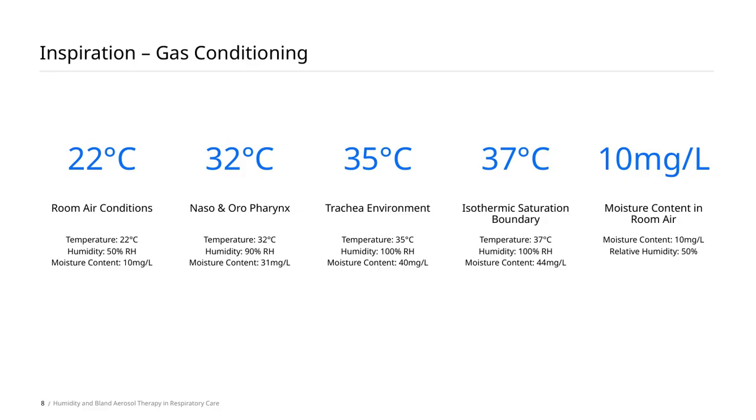This is essentially the maximum moisture the air can hold at body temperature. Moving further into the respiratory tract, the trachea environment is slightly cooler at 35 degrees Celsius, but the humidity remains at 100% relative humidity. The moisture content here is approximately 40 milligrams per liter, which indicates that the air remains fully humidified but slightly cooler. Further down to the naso and oropharynx, the temperature drops to about 32 degrees Celsius, with humidity still high at 90% relative humidity. The moisture content decreases to roughly 31 milligrams per liter, reflecting the cooling and partial drying of the inhaled air as it passes through these areas.